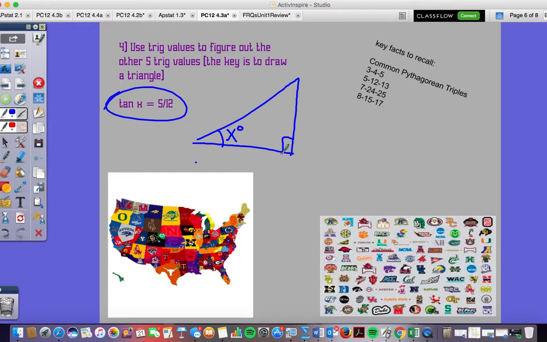Opposite is 5. Yeah, so the opposite would be 5. And the adjacent would be 12. And I find this 13. Good, because you know it's a 5, 12, 13. If for some reason it was a radical, keep it as that radical. Simplify the radical and then put it here. But we know if I did 12 squared plus 5 squared equals c squared, we get this as 13.